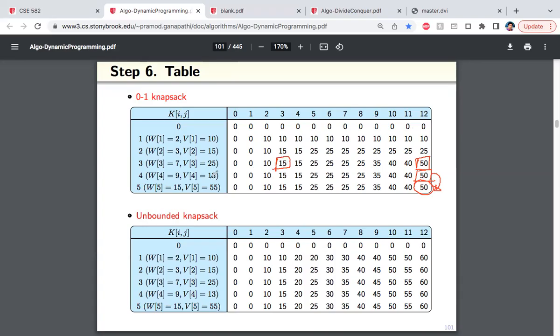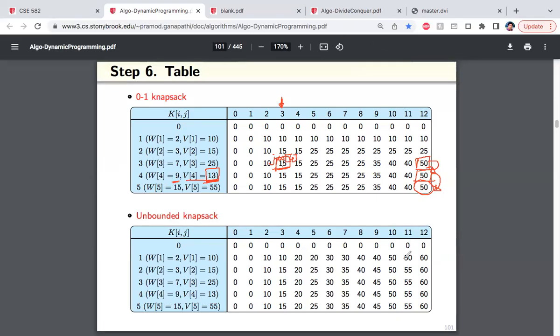So 15 plus 13. See, you want to do j minus w of 4. This was the cell, third, that is 12 minus 9. And you need to add, to whatever value is here, the value of the item, that is 13. So 15 plus 13 is still less than 50. So this value will be used.